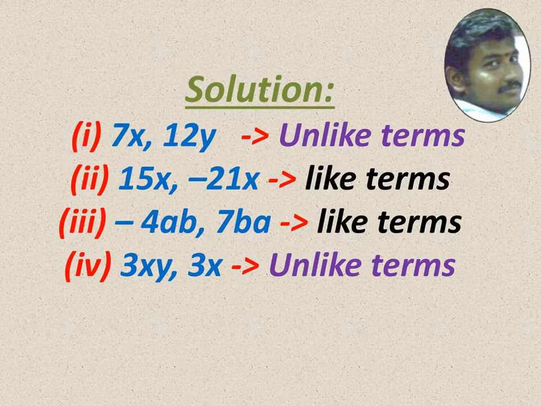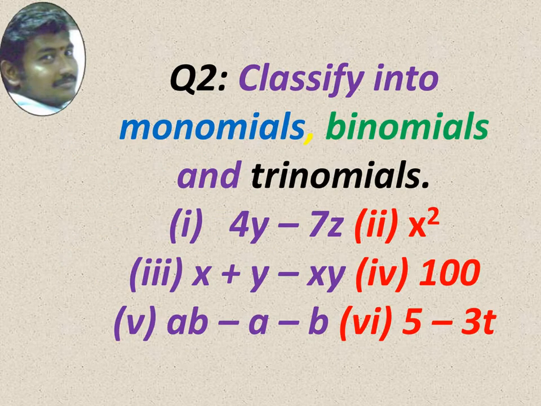Minus ab, 7ba. ab and ba are both equal, since 2 into 3 and 3 into 2 are the same. So like terms. 3xy and 3x are unlike terms. Hope you understand.